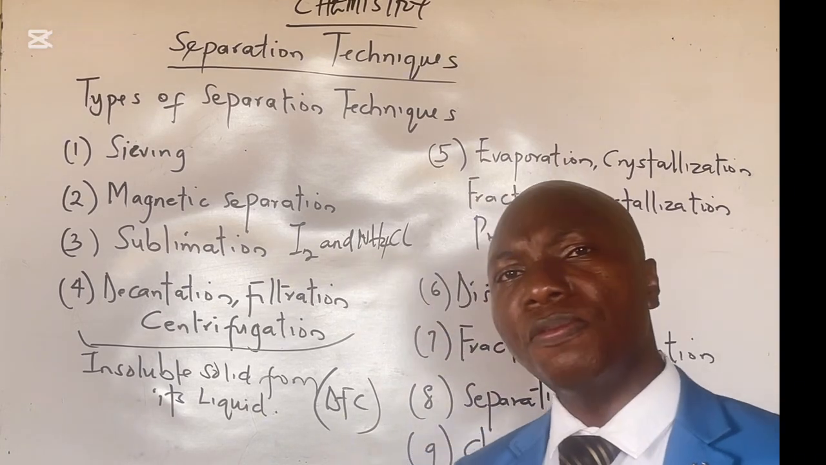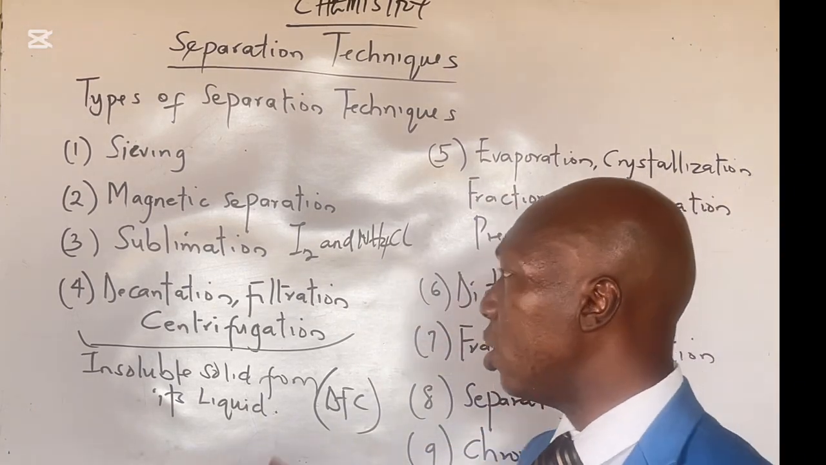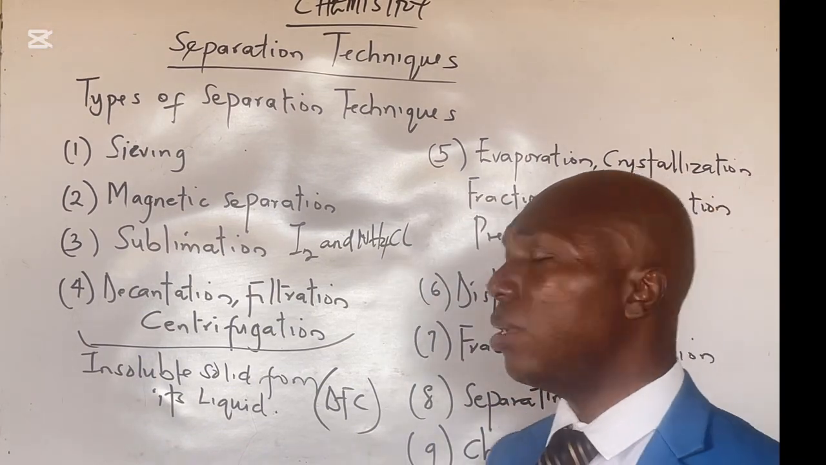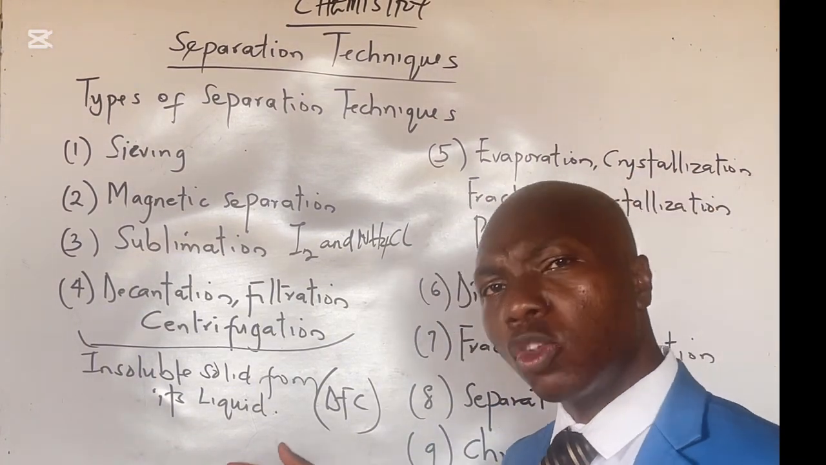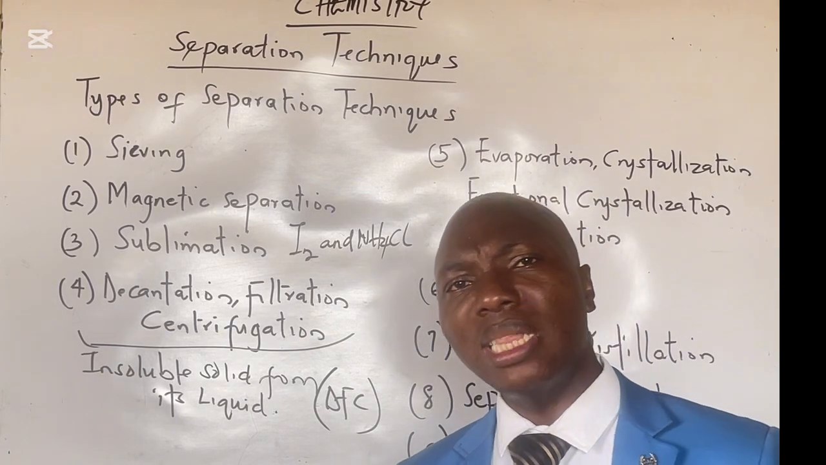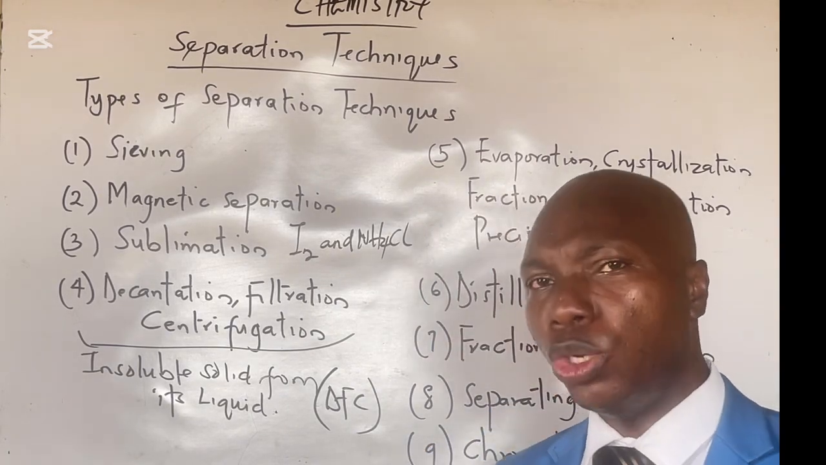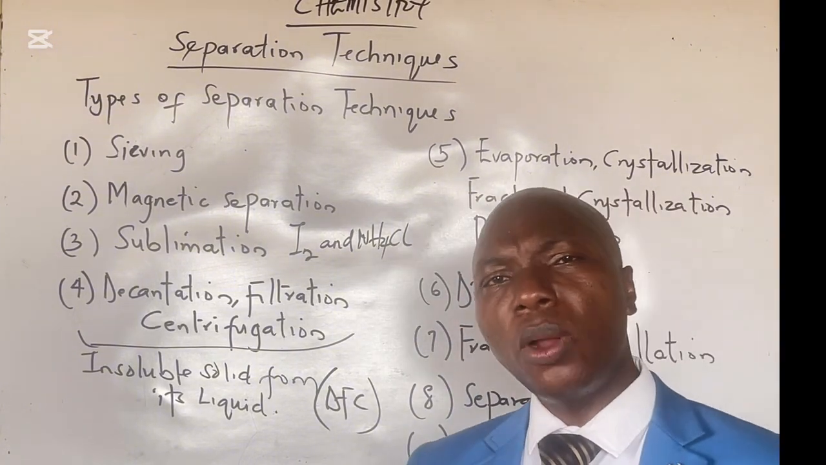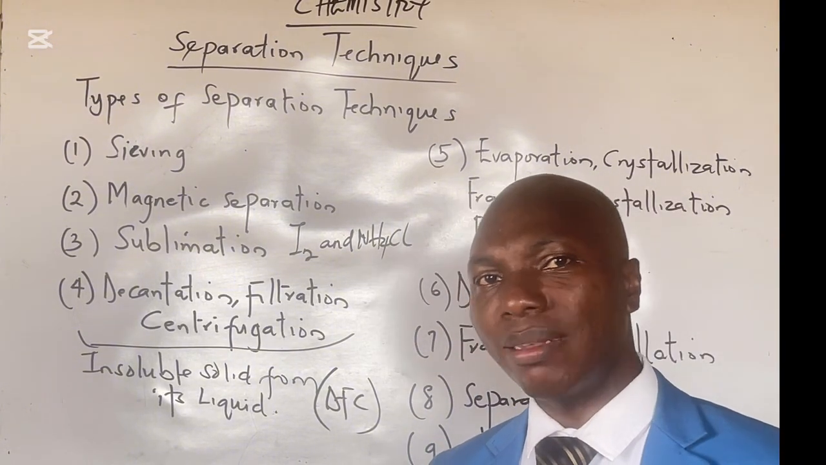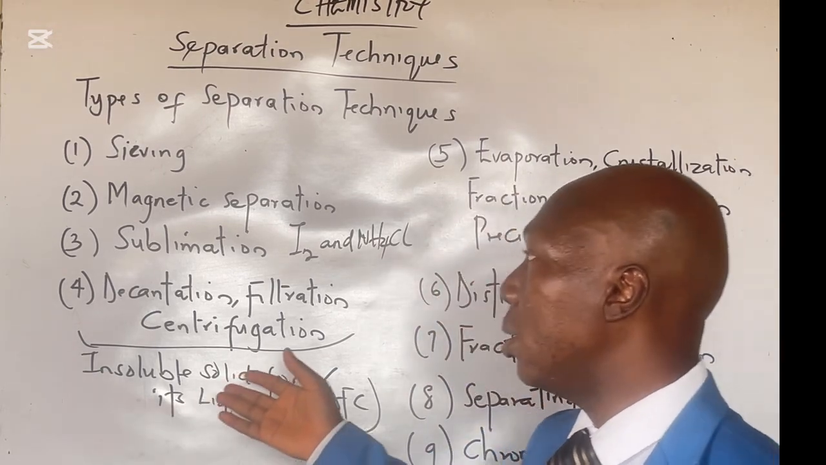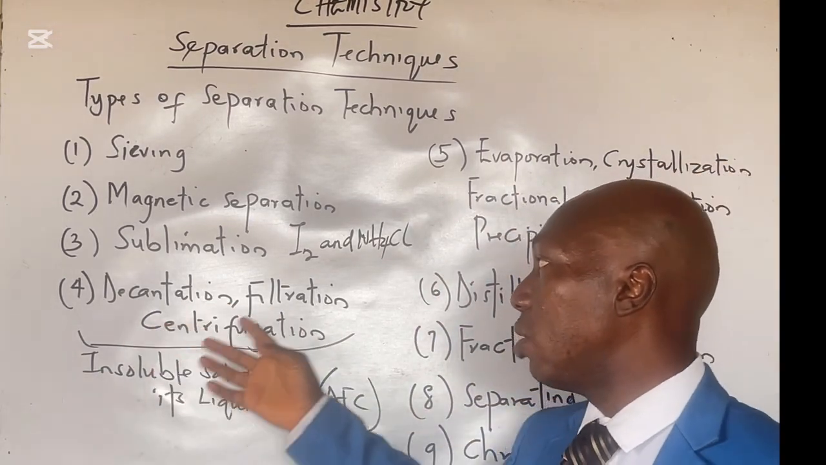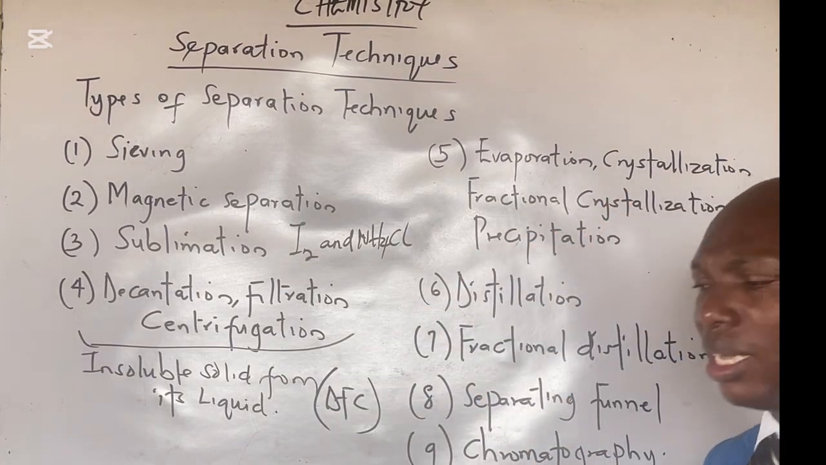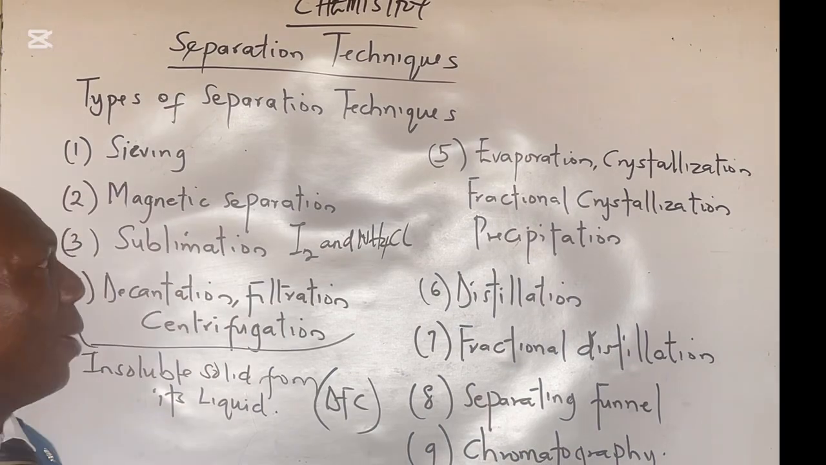Another one is centrifugation. Centrifugation is also a separation technique that is used to separate insoluble solid from its liquid. We use this in hospitals a lot, with an instrument that is called a centrifuge. A centrifuge or centrifugation helps us to separate blood cells from the plasma. Having known decantation, filtration, and centrifugation, we go over to another set of separation techniques that I call PECF.